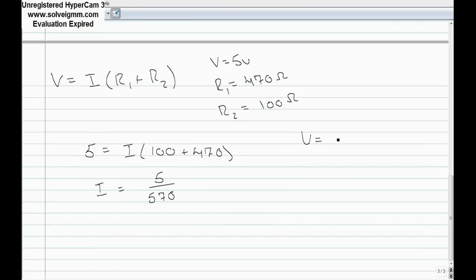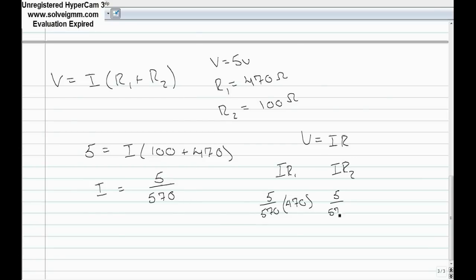So V equals IR. Look at the voltage drop across each resistor, IR1 and IR2. So this is 5 over 570 times 470. And this is I.